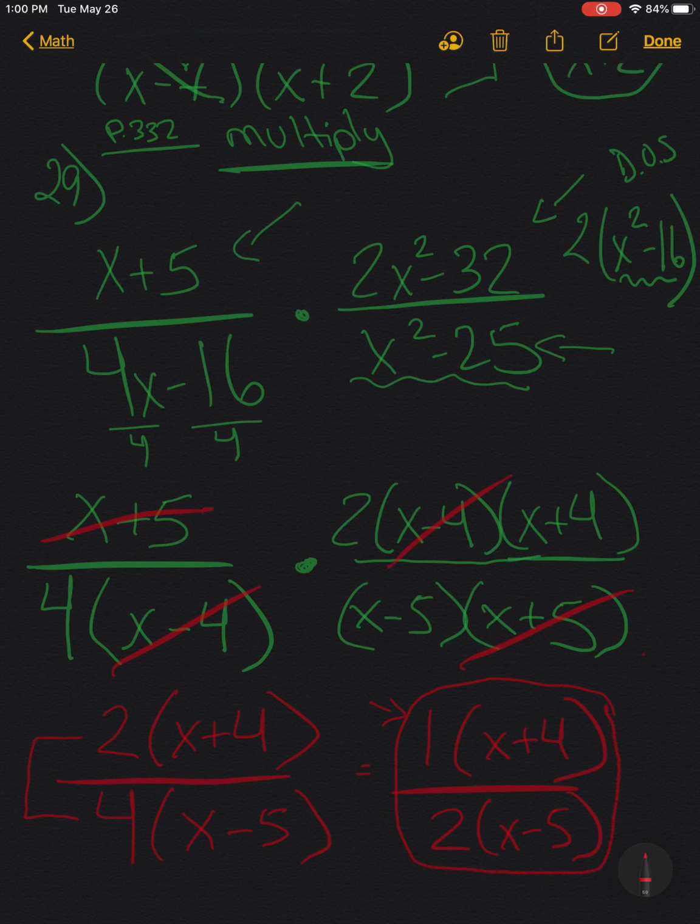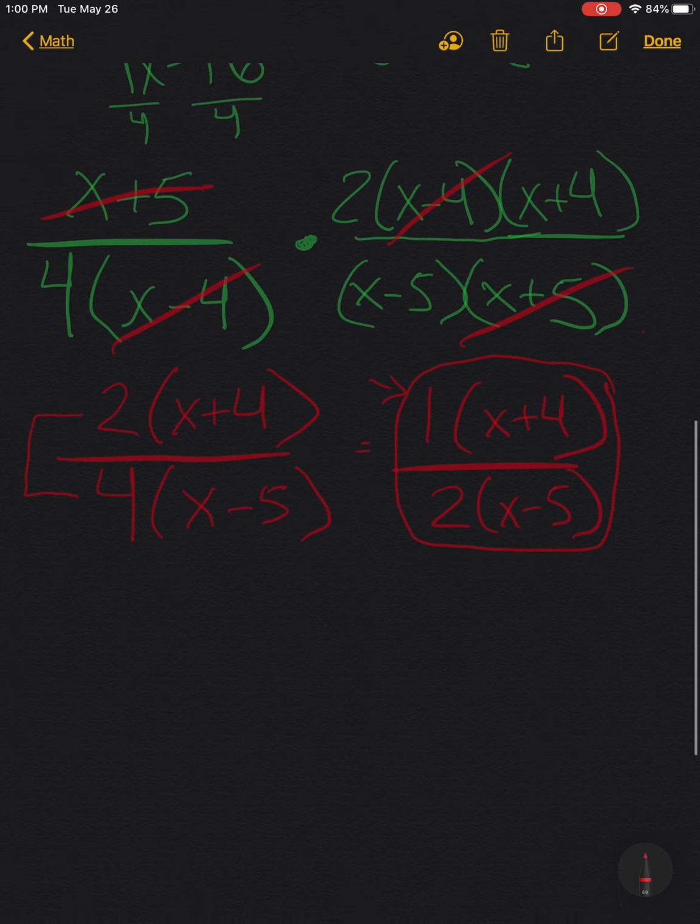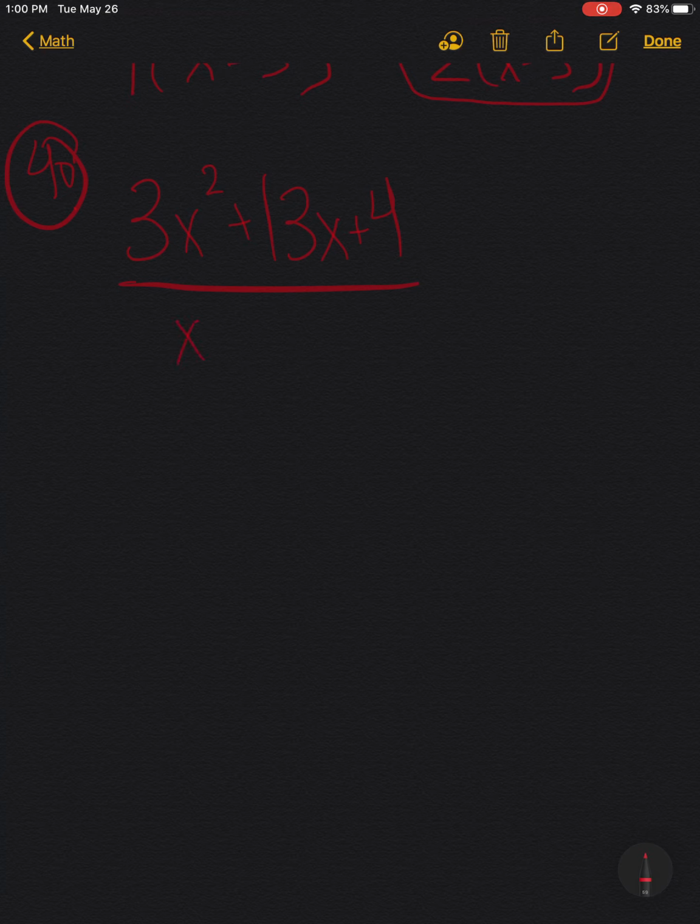All right. And that's how you multiply. And lastly, we will do a dividing problem. So let's take a look at number 40 on the same page. So 40 says 3x squared. And I tried to pick problems that have all the types of factoring talked about in the previous video. All right. So this is how you divide.